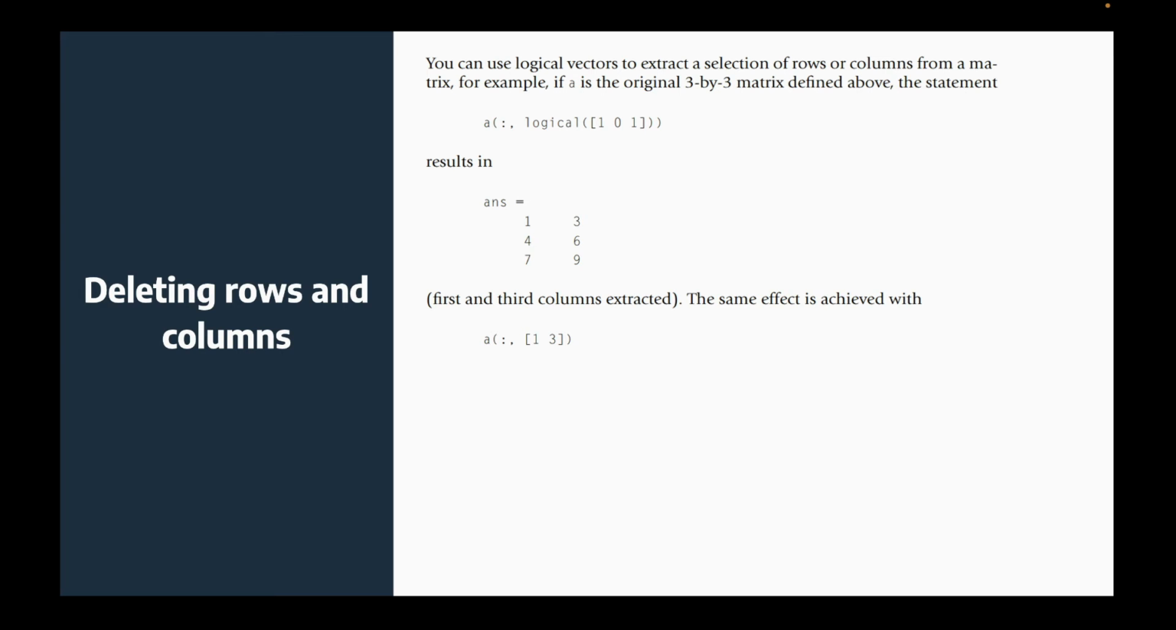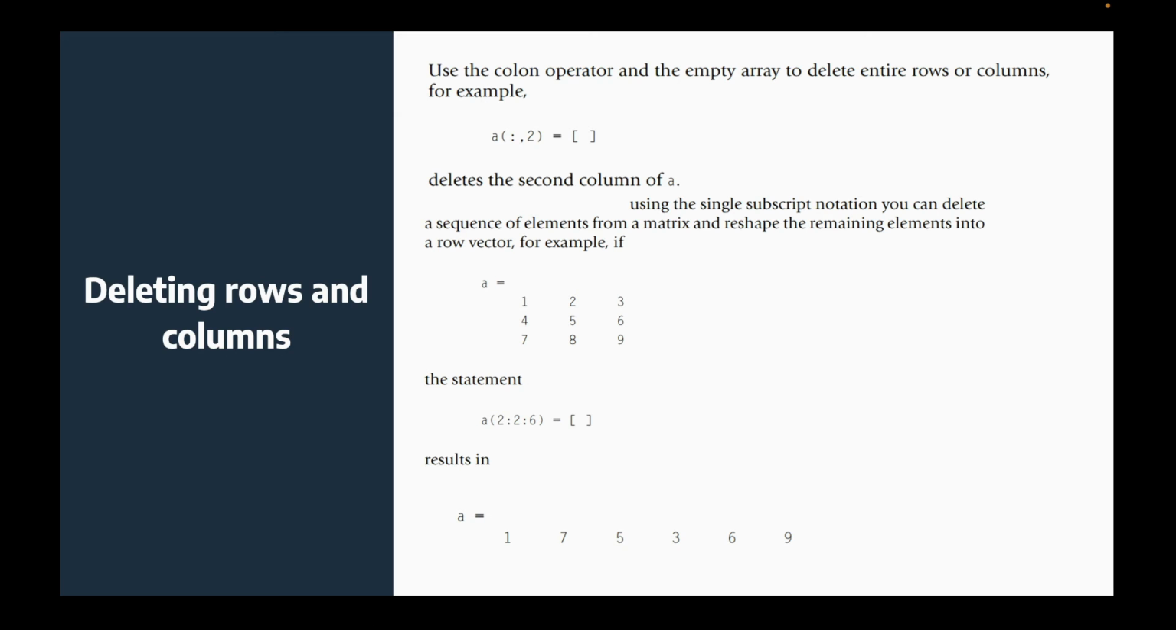So we can use them to extract a certain selection for rows and columns from matrix. So now we have A to be a 3 by 3 matrix as we defined all the way from 1 to 9. Now if you say A, open parenthesis, column, comma, logical, open parenthesis, open bracket, 1, 0, and 1, then you close that. That's going to give you rows 1, 3, 4, 6, 7, 9. What happened here? This is the A that we got. So from 1 all the way to 9.